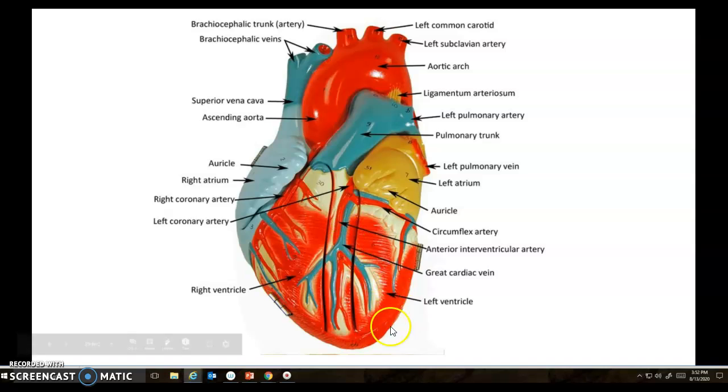All right, let's go on further. Returning the blood, you should have the superior vena cava in here. And what drains into the superior vena cava? We have the brachiocephalic veins, from the right as well as from the left, right?